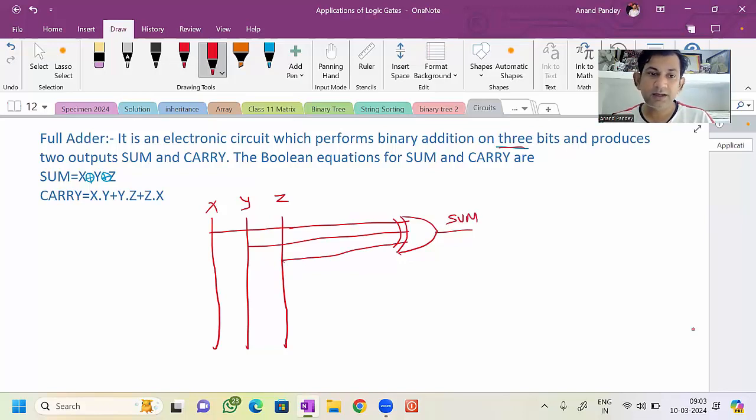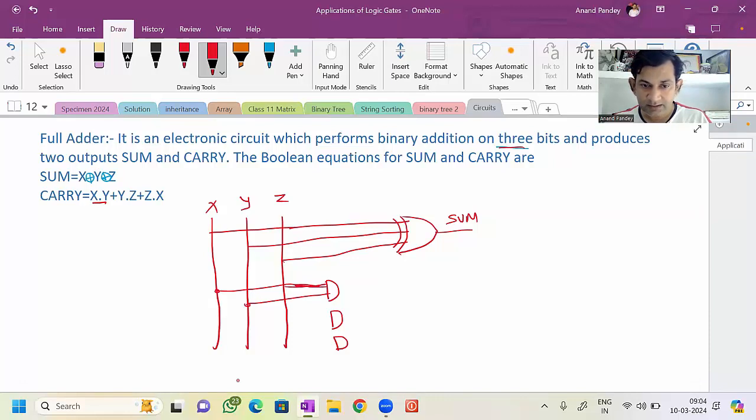And for carry, as I told, for X dot Y we require one AND gate, for Y dot Z we require one AND gate, and for Z dot X we require one AND gate. Three AND gates are required. So I'm going to join them. X, Y, first for X dot Y. This AND gate is for X dot Y. Ignore this ready-made line. As much as I can draw, I am drawing.